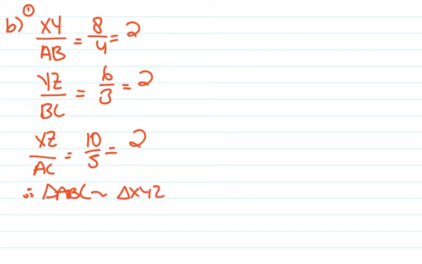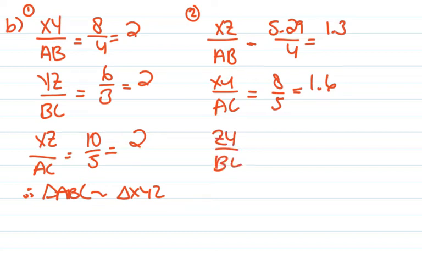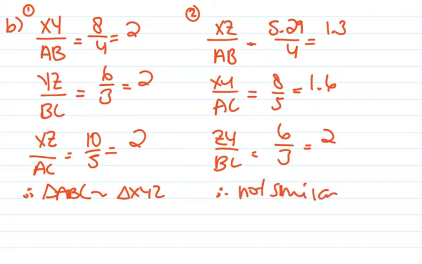But now we need to show that the other one is not. So we have XZ over AB, which is 5.29 over 4, which equals 1.3. Then we have XY over AC equals 8 over 5, which is 1.6. And then we have ZY over BC, which is 6 divided by 3, which is 2. So these are not the same. In fact, none of them are the same. So these two triangles are not similar.